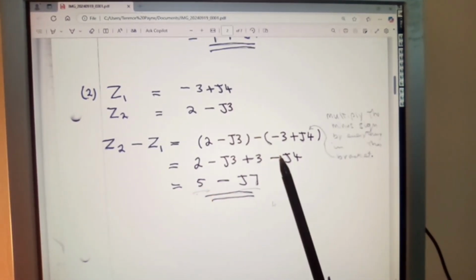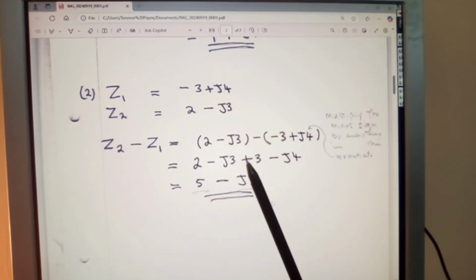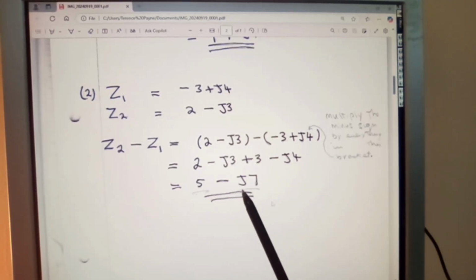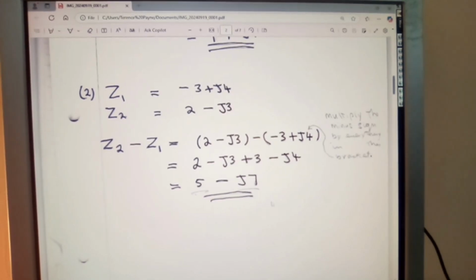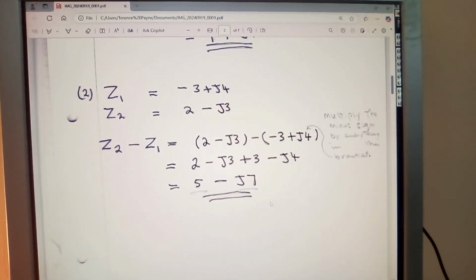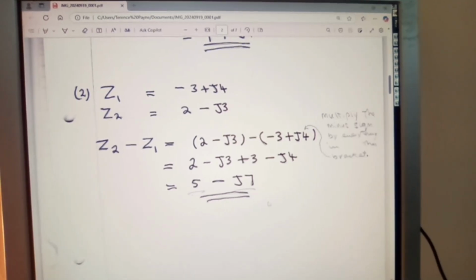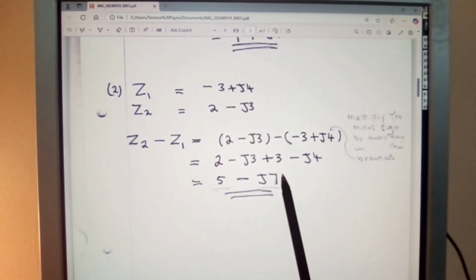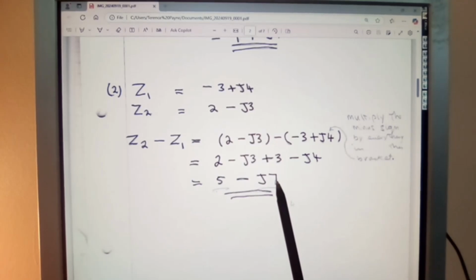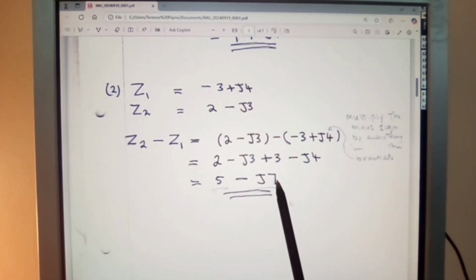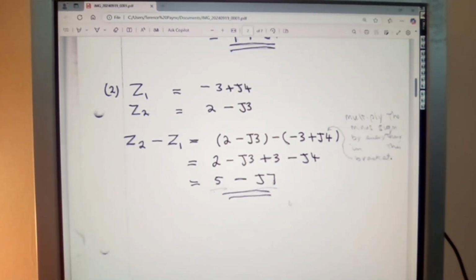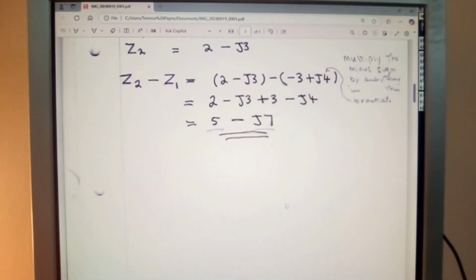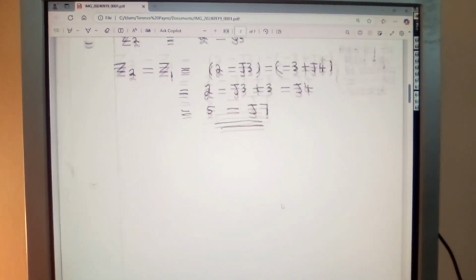Okay, now minus 3 and minus 4 become the plus to the 4, it becomes minus J7. But I'm surprised, sorry, I'm surprised I haven't confirmed this. I normally confirm my answers. But anyway, they're right to the best of my knowledge.